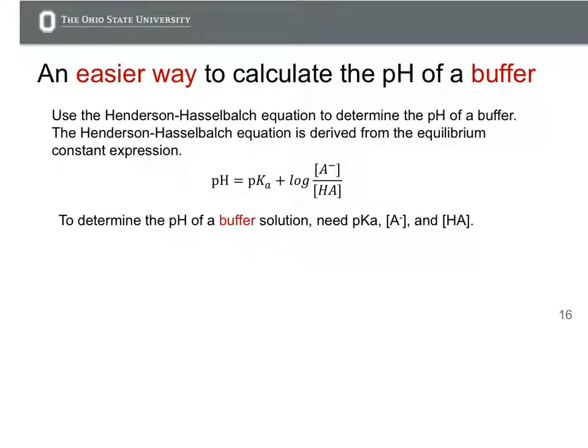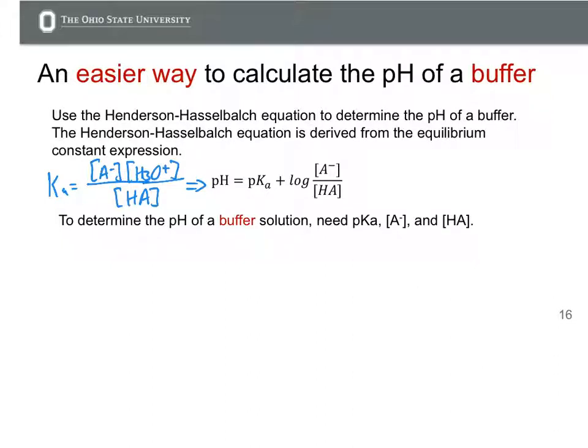Okay. So there is an easier way to calculate the pH of a buffer, and that's using the Henderson-Hasselbalch equation. The Henderson-Hasselbalch equation is simply derived from the Ka expression. If you really are interested in it, we can talk about it. I'm not going to do that right now. But it comes from Ka equals A minus times H3O plus divided by HA. Okay, you can get that. Trust me.